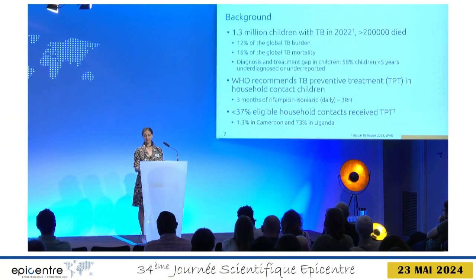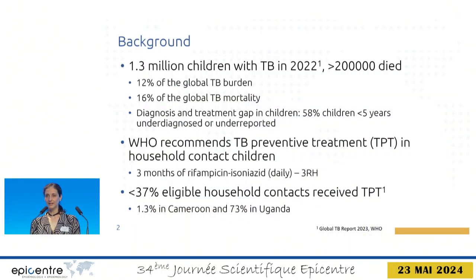The WHO estimates that there are 1.3 million children with TB, and more than 200,000 of these children die. This represents 12% of the global TB burden, and also 16% of the global TB mortality. So you see there's a gap between these estimates. And highlighting this gap in diagnosis and treatment, we estimate that 58% of children under 5 years are underdiagnosed or underreported. Many of these children get tuberculosis in their households.